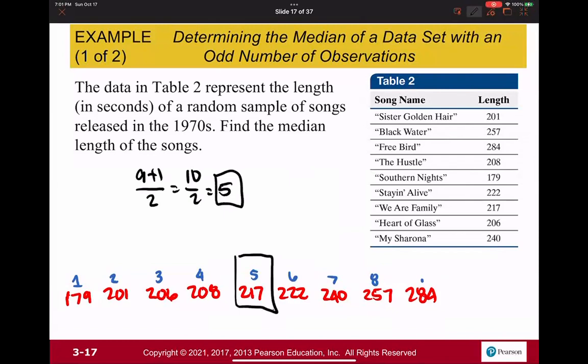So first, make sure that we put everything in order ahead of time. What a lot of students do is they just go off and count to 5. They're like, okay, that's 1, 2, 3, 4, 5, so this is our median. But in fact, that's not our median because this isn't organized yet. Once it's organized like it is here, then we're able to find out what the median is. So in this case, the median is 217. So the median song length here is 217.